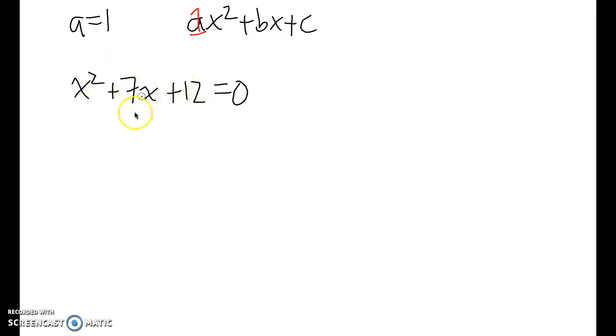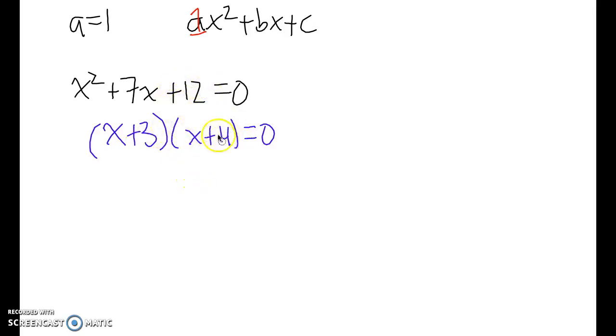Not all quadratics can be factored, but the ones that we'll be looking at in this video can all be factored. This factors into (x plus 3) times (x plus 4) equals 0. I can see that x times x will give me x squared. X times 4 gives me a 4x. But then I have this x times a 3, which gives me the rest to make up my 7x. 3 times 4 gives me my 12.